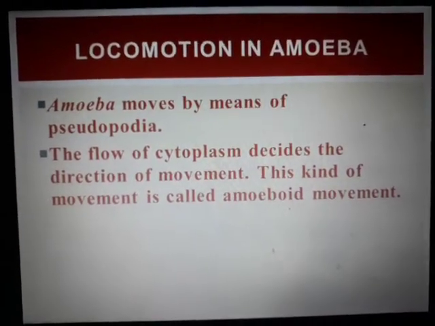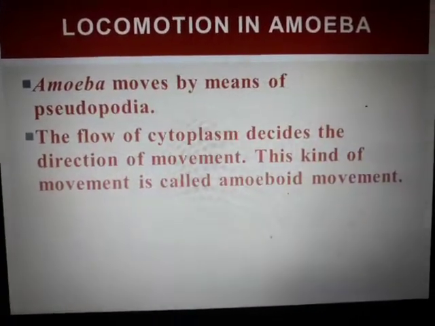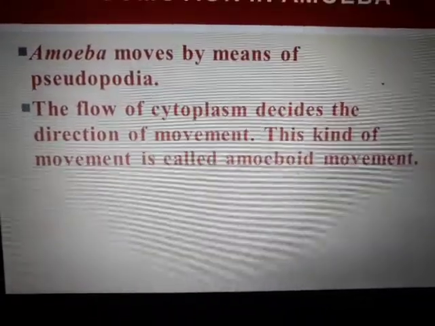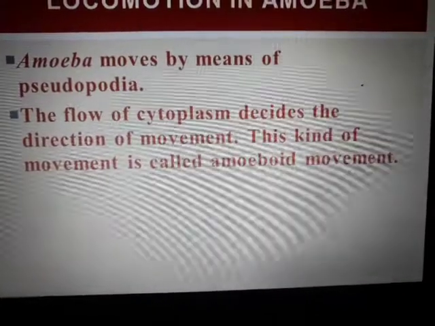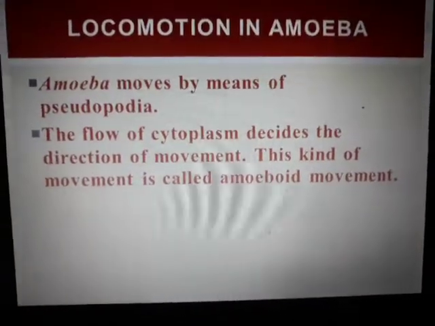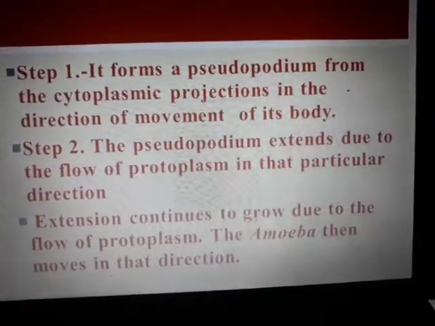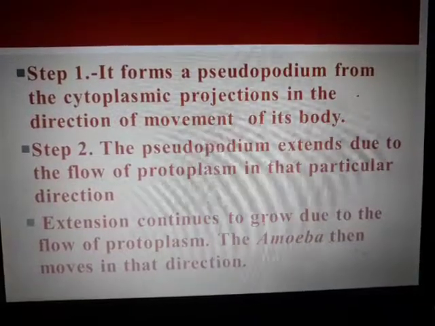Let us see what locomotion is. Amoeba obviously moves with the help of pseudopodia. We just saw that finger-like projection. In a specific direction, the cytoplasm rushes out. This kind of movement is called amoeboid movement, and there is a name given to it. Step 1: it forms a pseudopodia from the cytoplasmic projection in the direction of movement. So it will extend its cytoplasm.